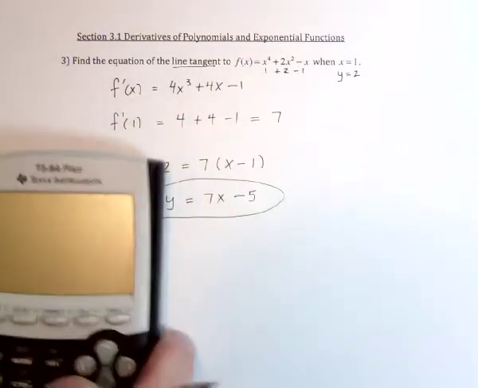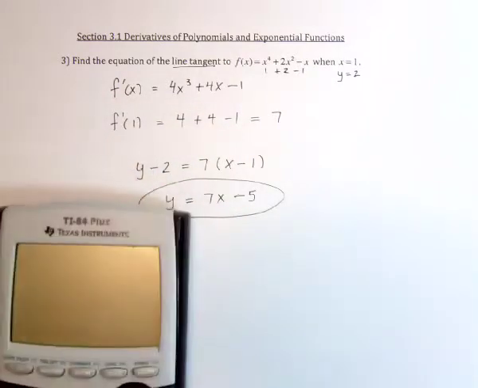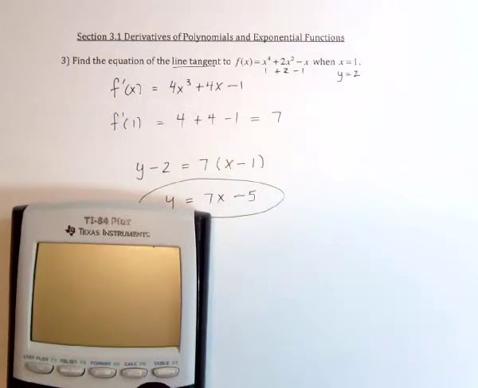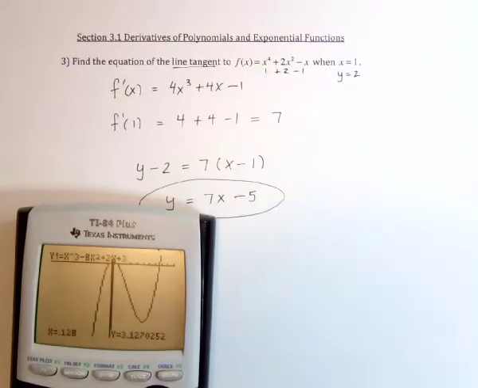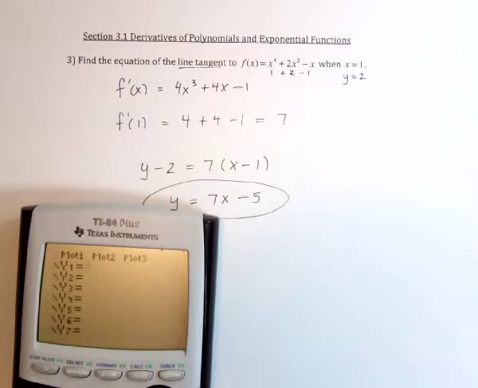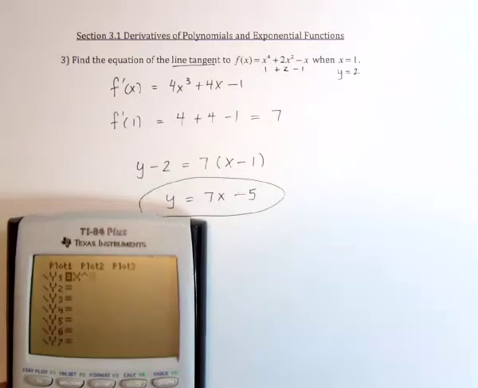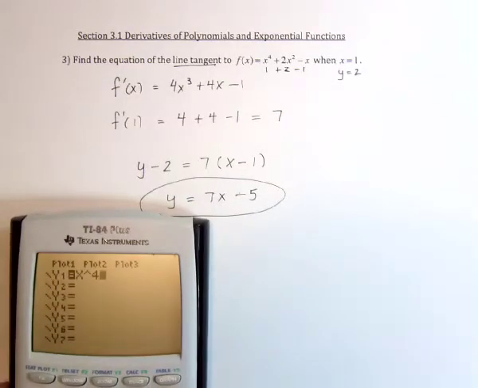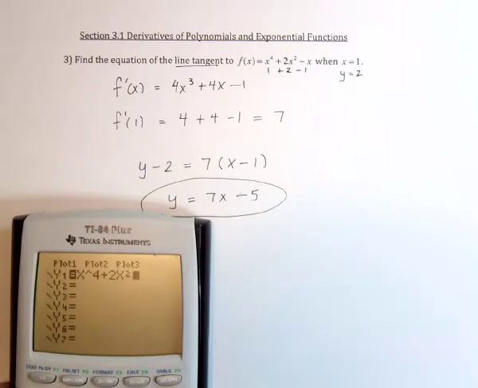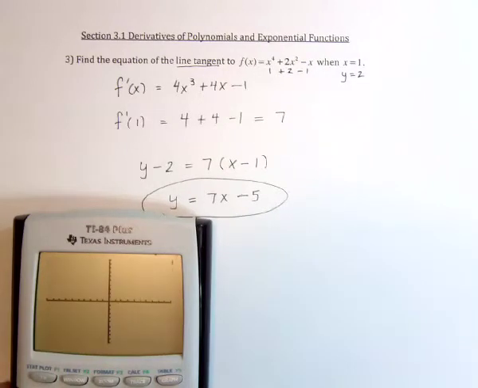And then I can even graph and verify. So the original problem said x is raised to the 4th plus 2x squared minus x. Take a look at the graph, see if it shows up.